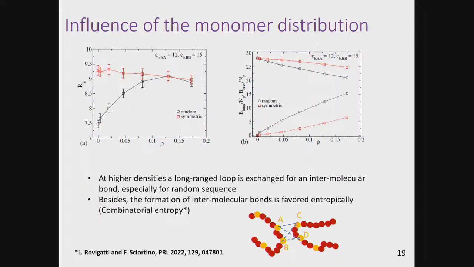So imagine an arrangement like this. For example, if A and B were to form an intramolecular bond, there are only two ways that can happen here, A-B and C-D. But if A were to participate in intermolecular bonds, there are many possible arrangements. So the system wants to enhance the combinatorial entropy by forming such intermolecular bonds, which happens basically at higher densities.